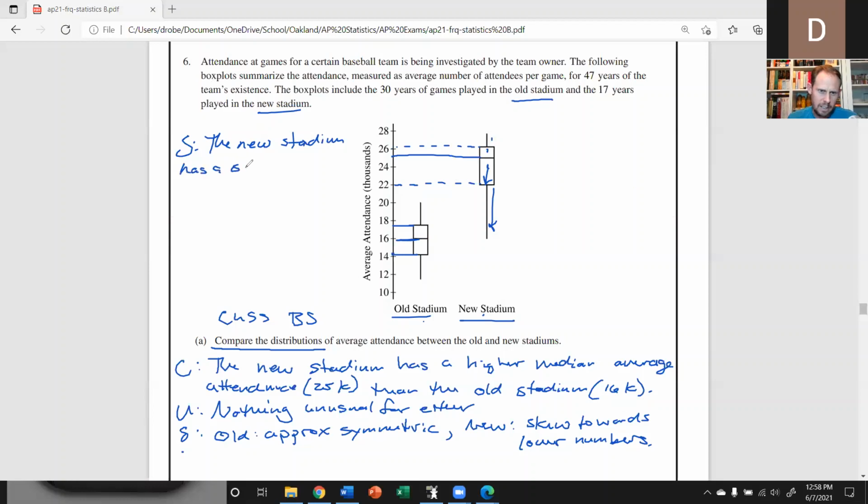Has a slightly larger IQR than the old stadium.